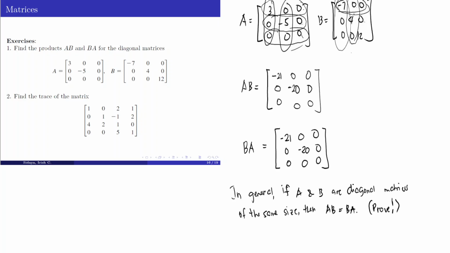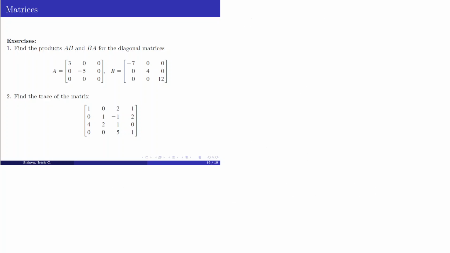So our next example is to find the trace of the matrix. Again, when we find the trace of a given matrix, we just add, or get the sum of, the entries of the main diagonal. So the trace of A is equal to 1 plus 1 plus 1 plus 1, which is just equal to 4. Again, we simply add the entries of the main diagonal.